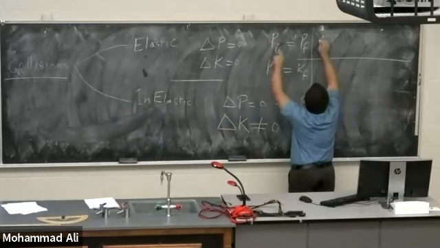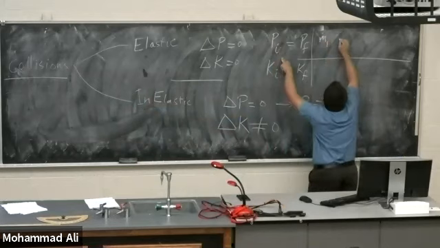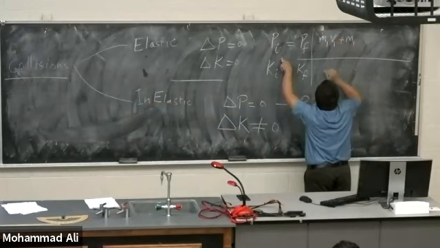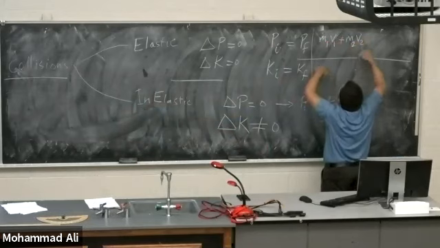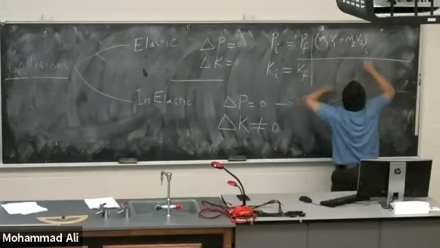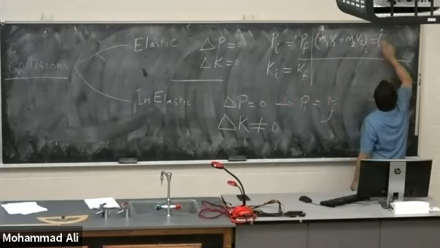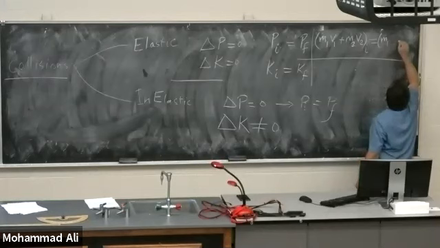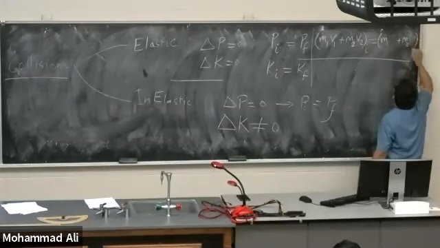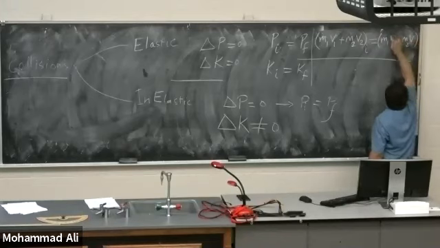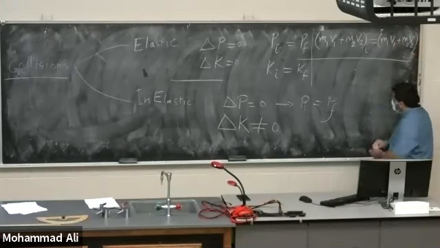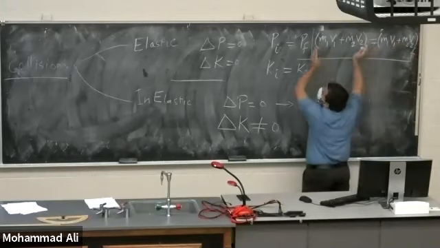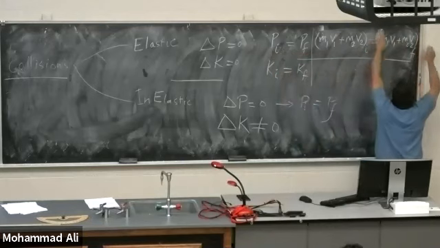Okay, we have 2 objects, the first one and the second one. The first one has its velocity, and the second one has its velocity. Initially, before the collision, the momentum will be equal to the first mass plus the second mass multiplied by their velocities. This is the total momentum of the system before the collision, initially. This is the total momentum finally.